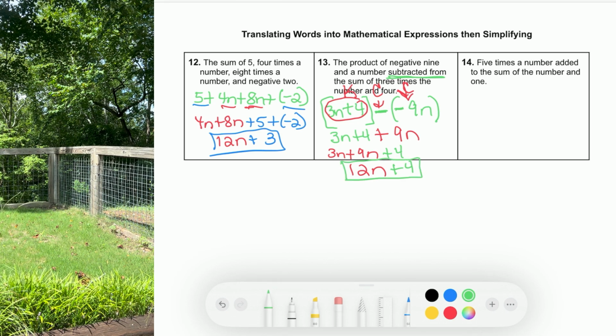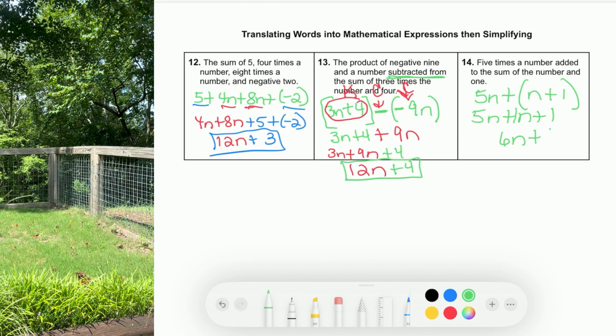Okay. All right, 14. 5 times a number added to the sum of the number and 1. So 5 times a number added to the sum of, so that's something added together, the number and 1, so n plus 1. There's no negatives, so we can just bring everything out of the parentheses. Don't forget this n has an invisible 1, so we're actually saying 5 plus 1, which is 6n. And then we keep the 1 that doesn't have any like terms. And we are done.